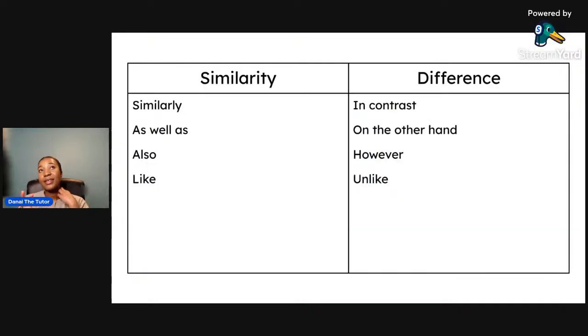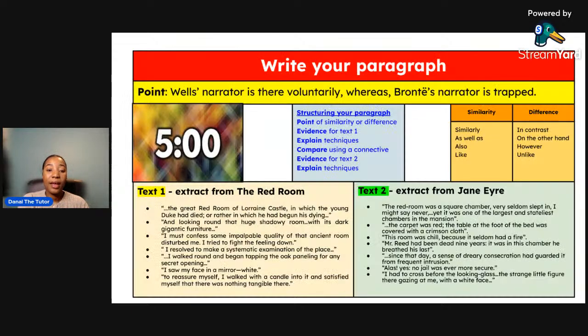Because this is a comparison question, you want to use language that demonstrates your comparison, language that helps you to construct your writing well and coherently, and you need to use the right connectives. So these are just some examples of connectives we can use. To show a similarity: similarly, as well as, also, like. And to show a difference: in contrast, on the other hand, however, unlike. There are more that you can explore. These are just some. But you need to make sure that you use comparison connectives to link what you are saying.